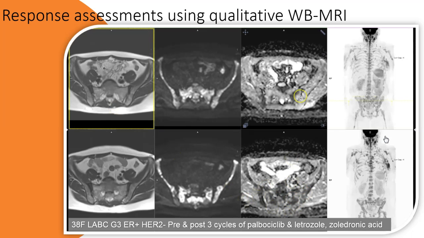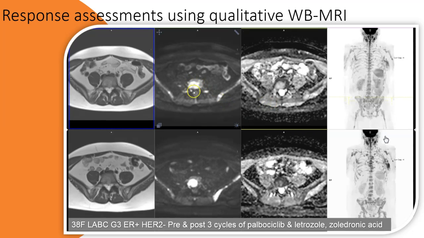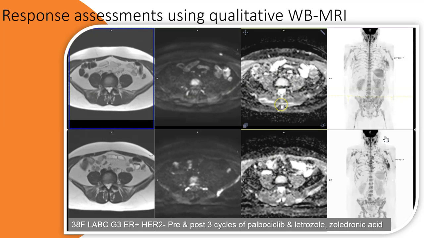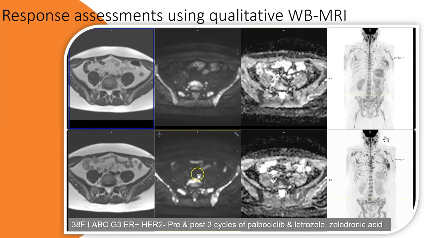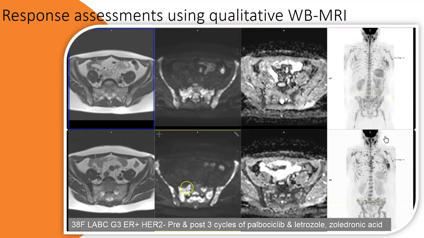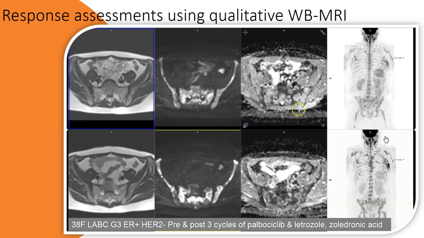So you'll see the prior exam on the bottom row and the current exam on the top row. And you can see how the ADC value has dramatically increased, although we did not see anything on the T1 or the STIR sequence. Again, multiple lesions are being pointed out that show you how the ADC markedly increases. And you can see on the whole body MRI scan on the right hand side that there is in fact a decrease in the signal intensity.